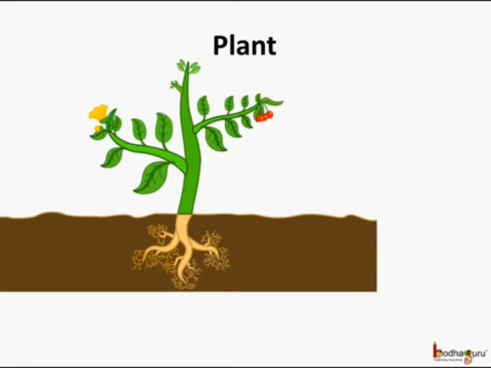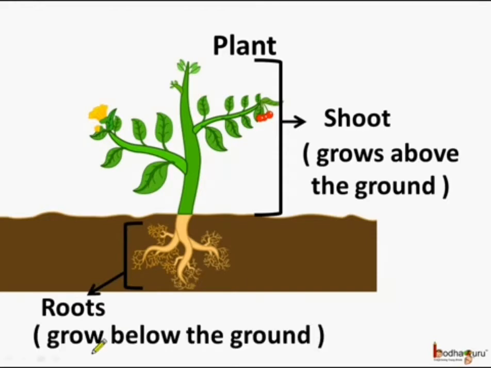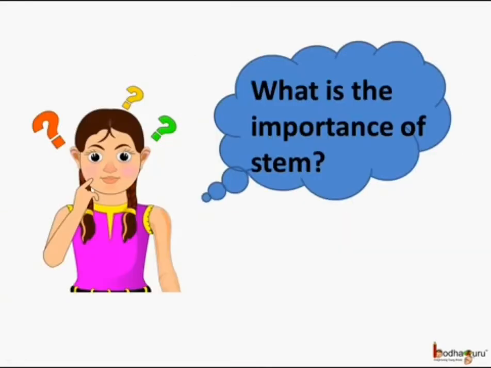The part of the plant which grows above the soil is called the shoot. So, here is the shoot which grows above the ground. And the part of the plant which grows below the ground is called roots. So, the roots grow below the ground and the shoot grows above the ground. Understood? The shoot system mainly consists of stem.